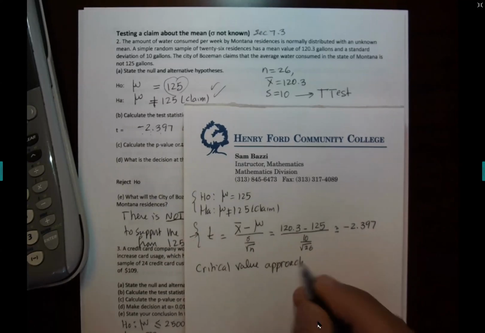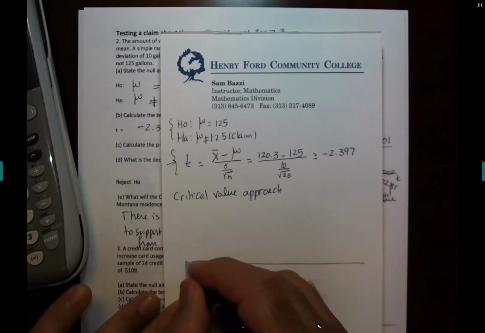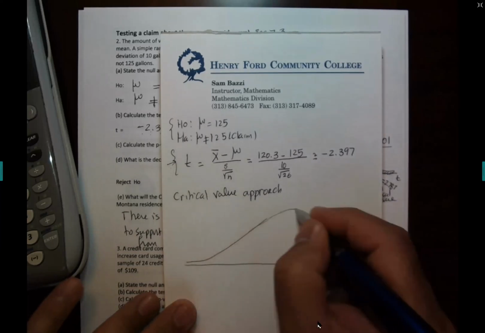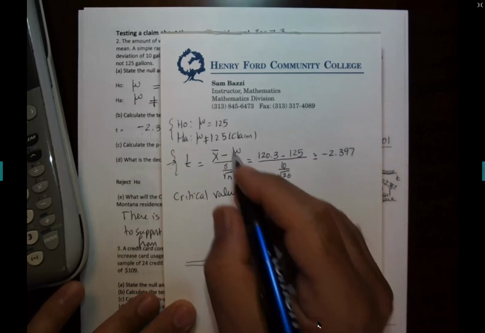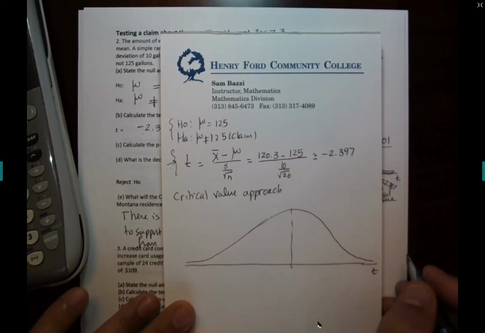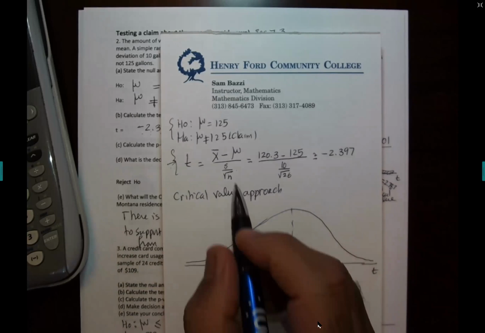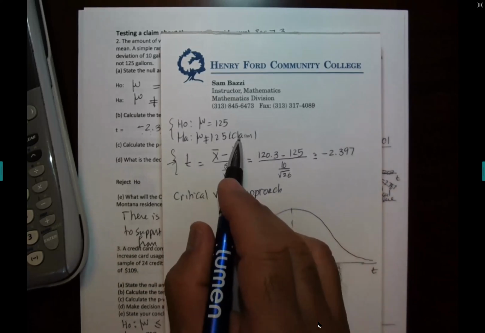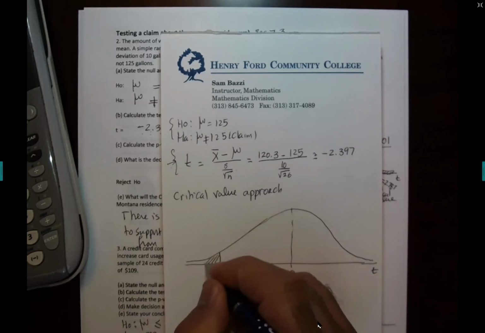All right, watch. You draw the curve, the t curve. This is a t, remember, because s is given. So I'm going to label it as t, not as z. This is 0. Okay. Because this is a two-tailed test, there are 2 rejection regions, one on the right and one is on the left.